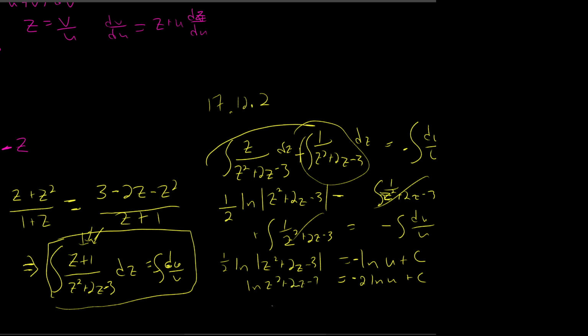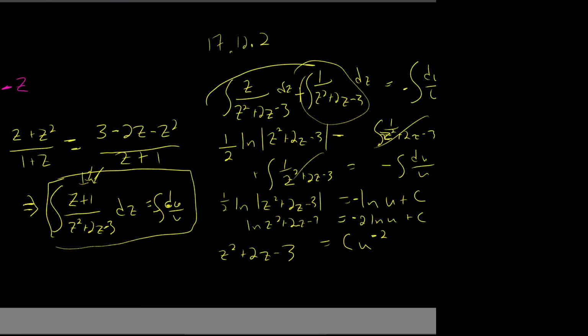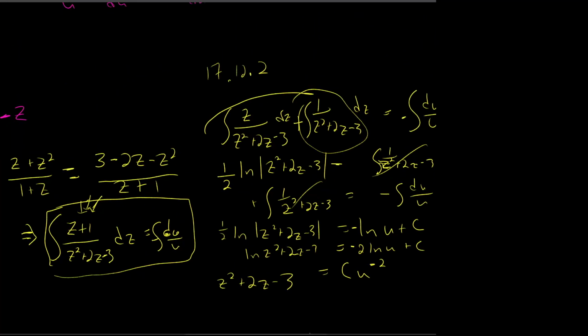So I'll take e to this side and e to this side. And I have to multiply that in through there. And so I get z squared plus 2z minus 3, because I took e to this and it canceled. Well, if I bring the negative 2 into there, I get 1 over u squared. And e to that brings the c out front to u to the negative 2. Ah, but wait a minute, this was z. Oh no, it was z, but I didn't start in z.